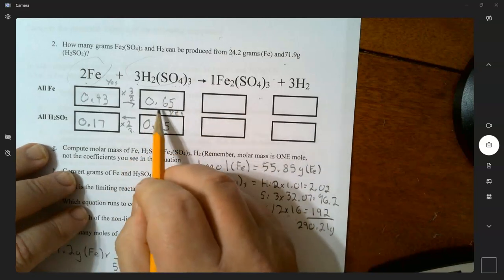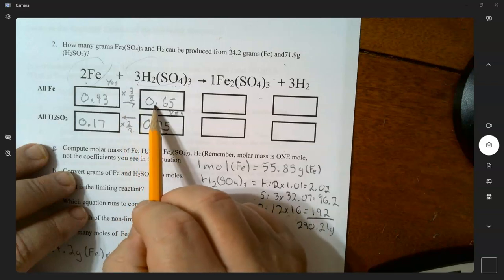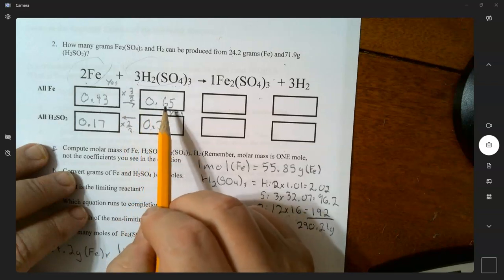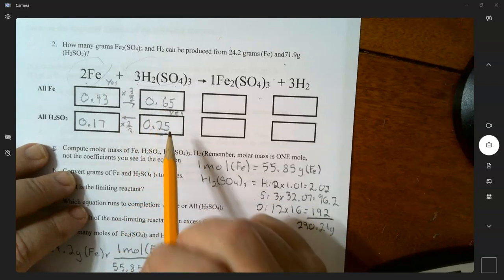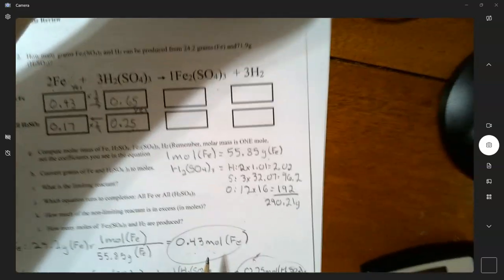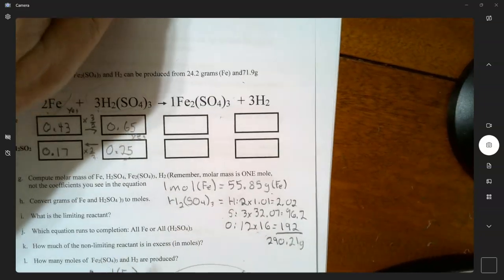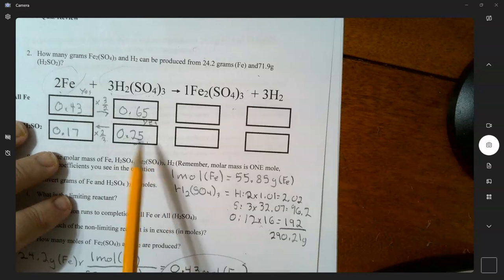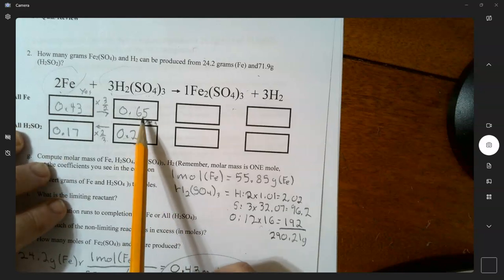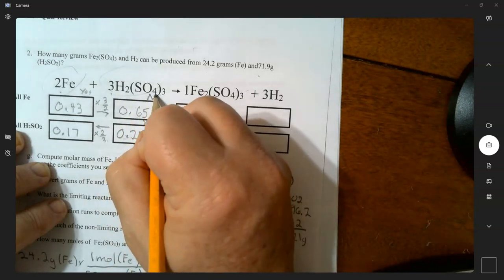Now we're going to go over here. In order to combust all of the Fe, we need this much H2SO4. Do we have that much or more? Well, no. We only have 0.25 down here, okay? Or the shortcut way to do it is just look down here. This is how much you actually have. Do you have this much or more? No, you don't have this much. So that's going to be a no.